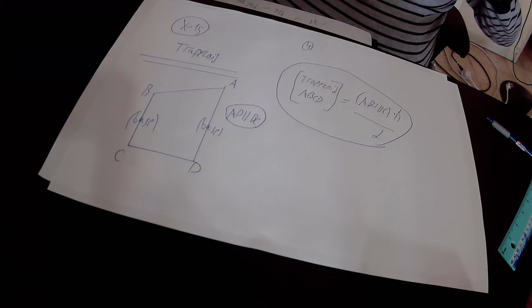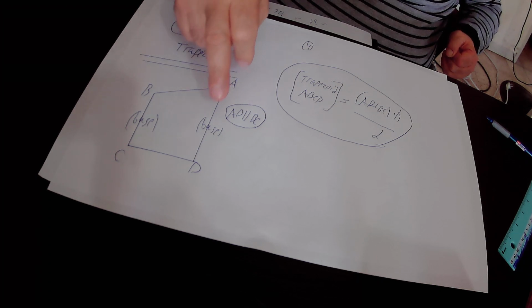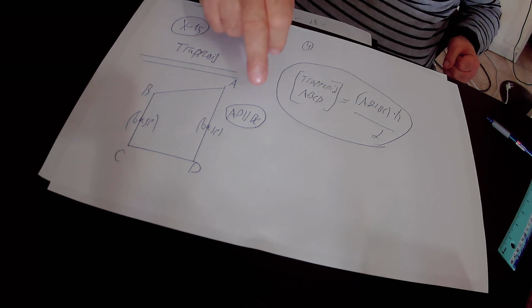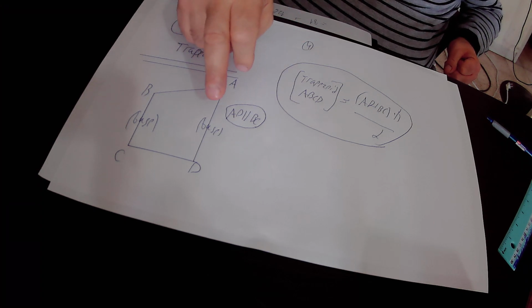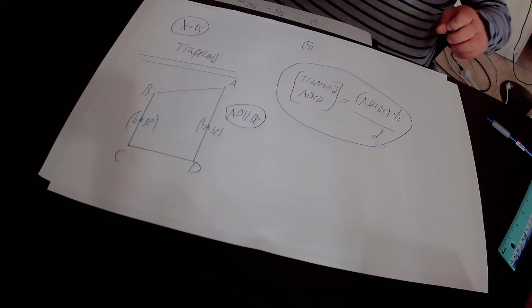In conclusion, the area of any trapezoid equals the sum of its bases, in this case AD plus BC, times the height to the base that must create 90 degrees with the base. The height is h divided by 2.